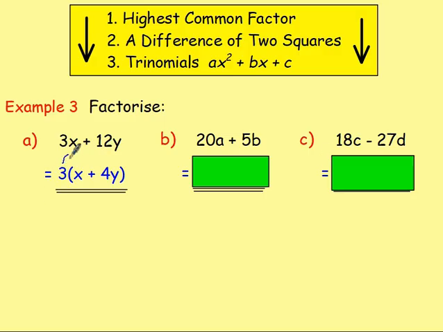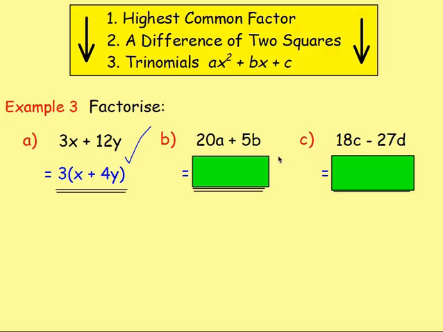Good. Just multiply it out. You do 3 times x and then 3 times 4y. And that will give you 3x add 12y. So you know that's the right answer. Good. Another one. 20a add 5b.